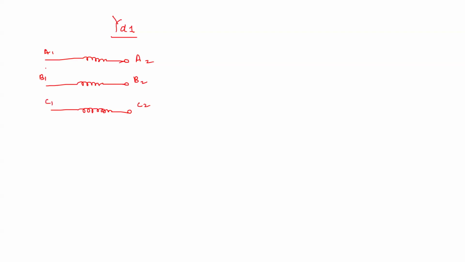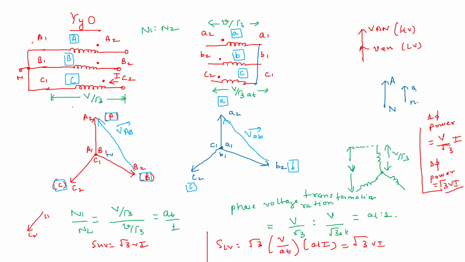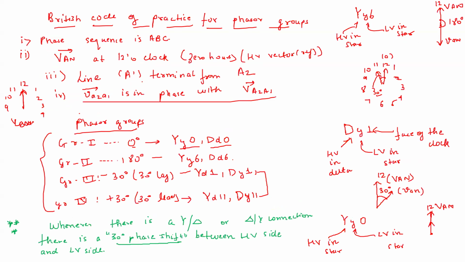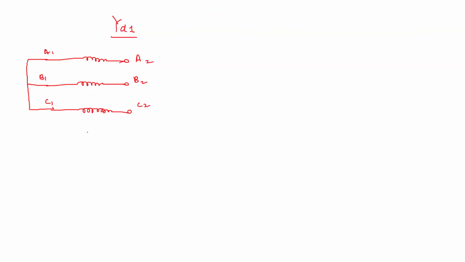Okay, like this. And here A2, B2, C2 are the terminals, and this A1, B1, C1 I am shorting. Okay, because it is said, right, the line terminals are A2, B2, C2. For this line A, the terminal for the HV side is from A2. Okay, so this is for HV side. So this is like this.